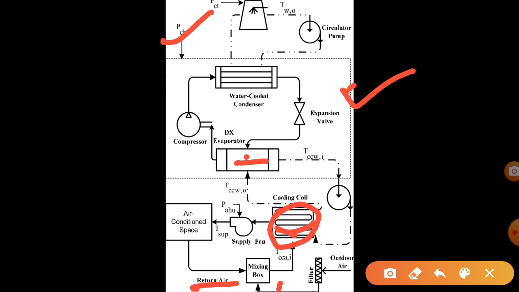The heated water is sent to your cooling tower, which is located at the top of your building on the terrace. There the hot water is sprinkled and gets cooled, and again it is supplied back to your water cooled condenser, and the cycle remains continuous.